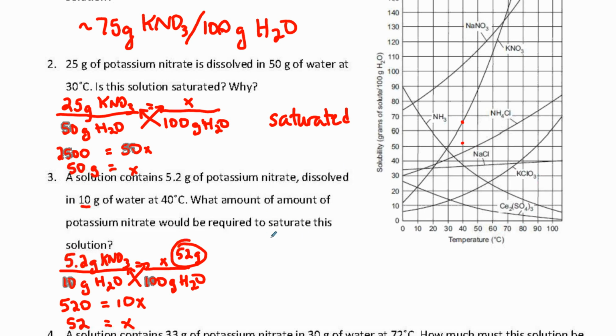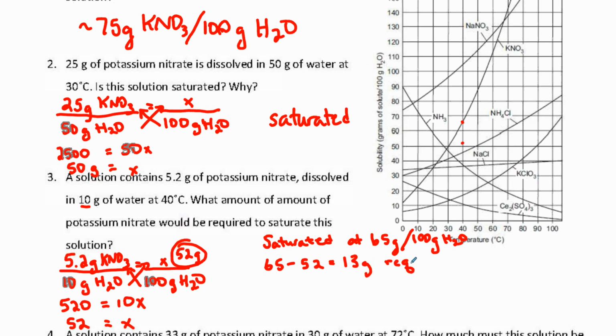Okay, so I'm going to write saturated at 65 grams per 100 grams of water. So I simply need to find the difference. 65 minus 52 equals 13 grams required to saturate.